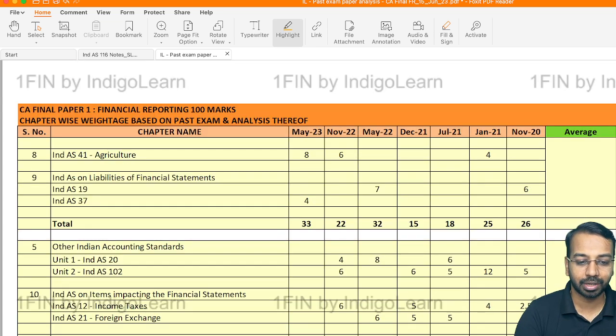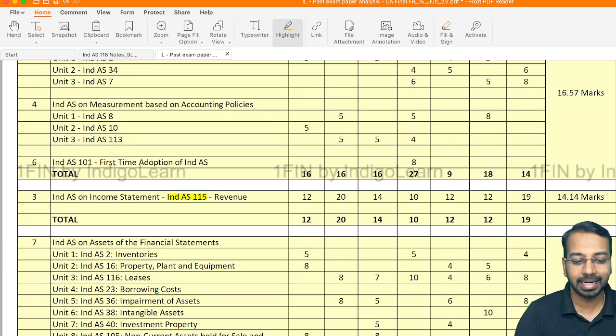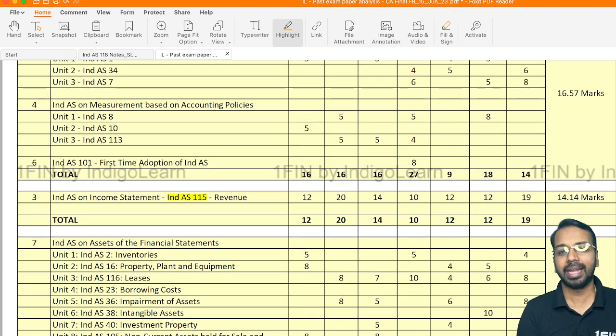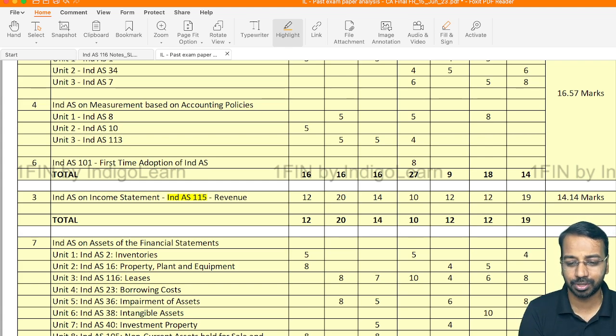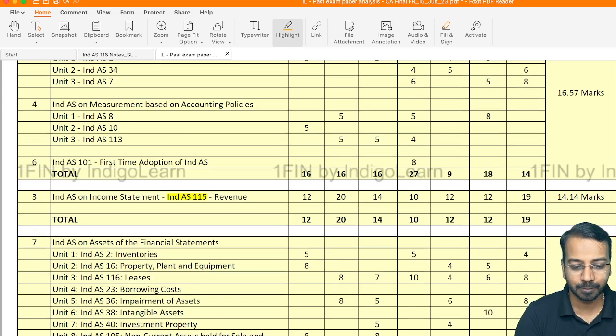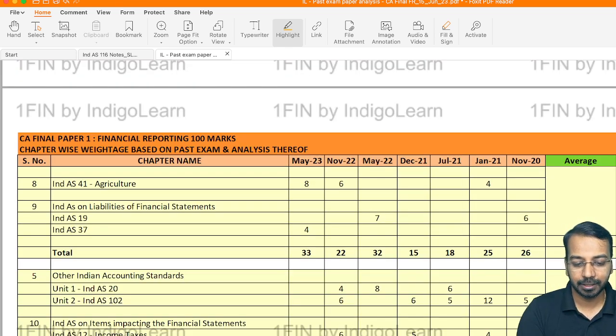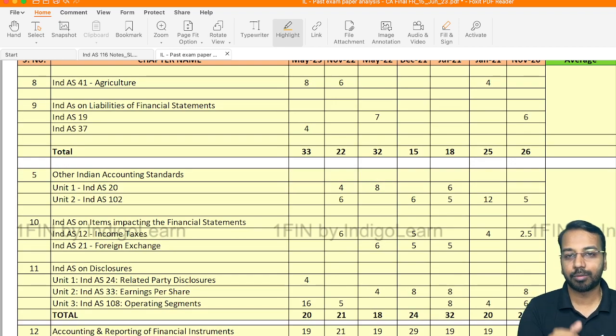Then comes our next favorite standard, Ind AS 116 on leases. Again, 6 to 10 marks from this is generally tested in each of the examinations, barring a few exceptions. So if you see revenue, some 15 to 20 marks, leases, let us say 10 marks, that makes it 30 marks. Then business combination and consolidation, 20 marks, and financial instruments, 20 marks. This itself takes care of your 55 to 60 marks of the paper.